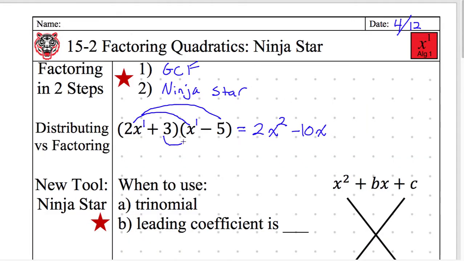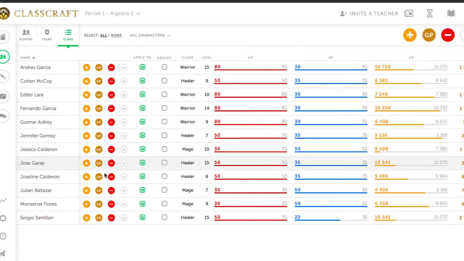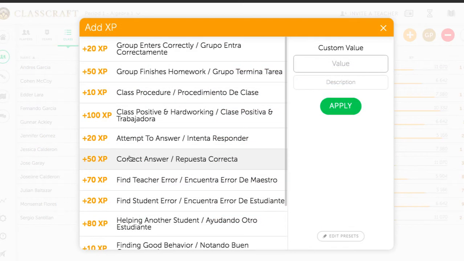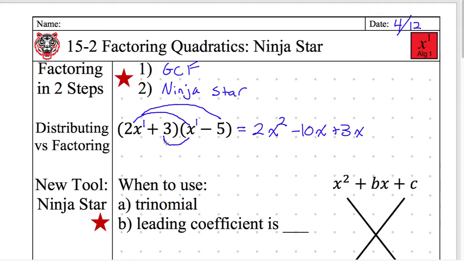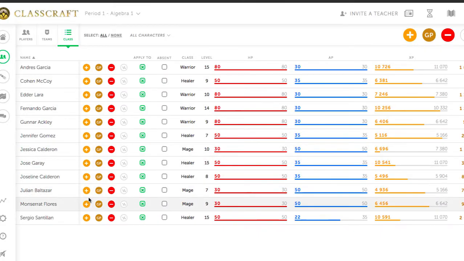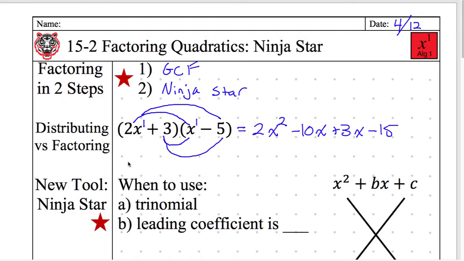And I. I stands for inner. 3 times x. Who can do the inners for me? Sergio? 3x. So positive 3x. Thank you, Sergio. And then finally, L. L stands for last. This 3 times negative 5. Monse? Negative 15. All right. Am I done, class? Nope. No. Why am I not done? Quiet raised hand and tell me what the final answer is, Andres.